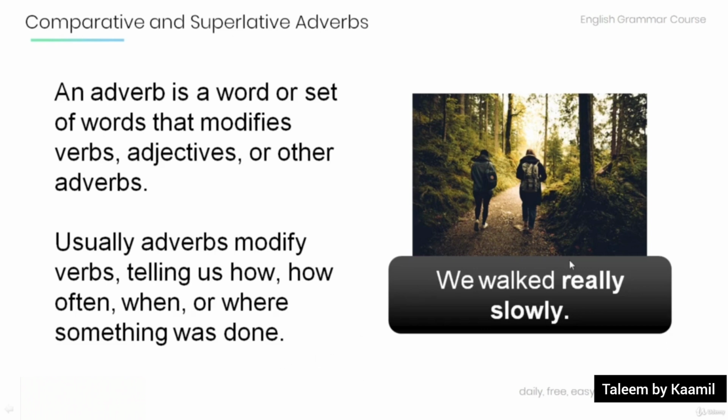Have a look at the example over here. We walked really slowly. Now there are two adverbs in the sentence, really and slowly. Really modifies the other adverb, slowly, and slowly modifies the verb walked and tells us how we walked.